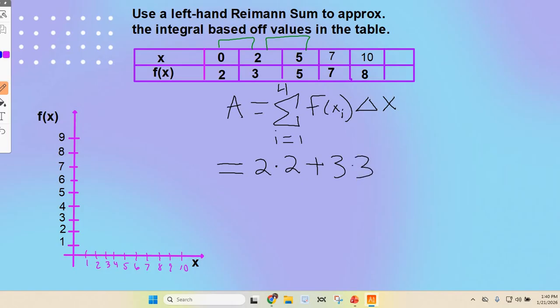Okay. Then we're going from 5 to 7. What's our height this time? 5. And our width? And then lastly, from 7 to 10. 7 and 3. Questions on that?